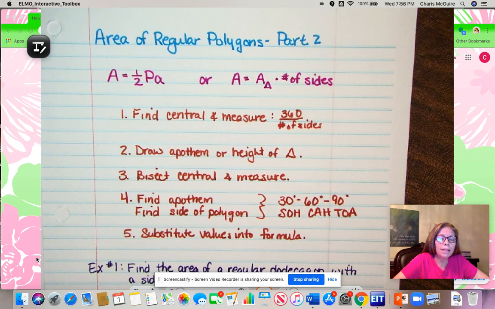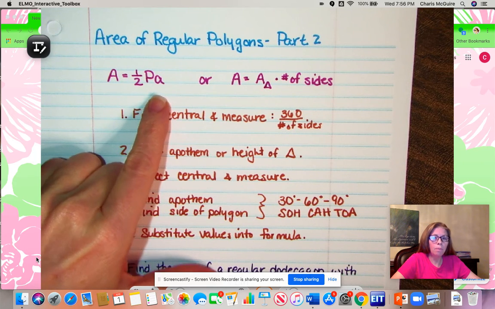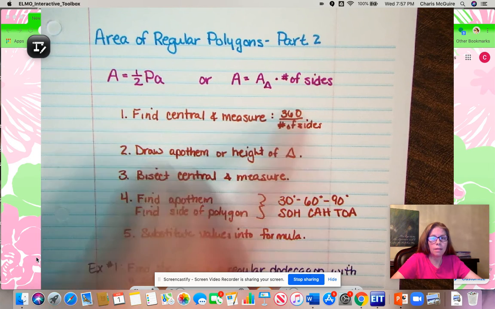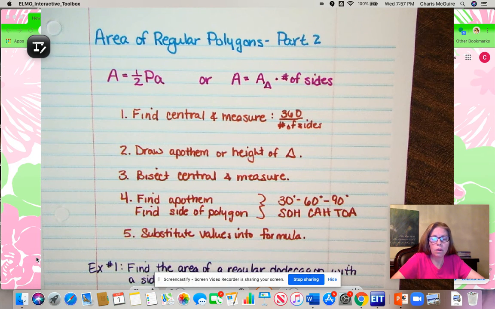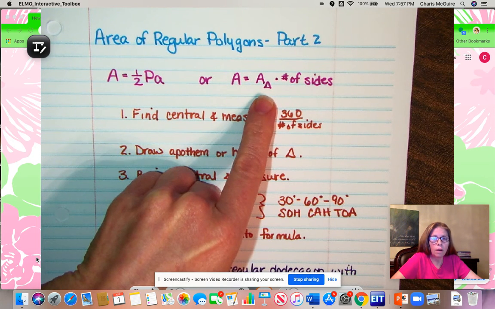All right, so last time we were together, we talked about two different ways to look at the area of regular polygons, right? Regular polygons, meaning that all the sides and all the angles are the same or congruent to one another. So you could use 1/2 perimeter times apothem, or you could use the area of a triangle times the number of sides in the polygon. And if you look back at your notes, we took our polygons and we divided them into congruent triangles. So that's why we could find the area of a triangle.